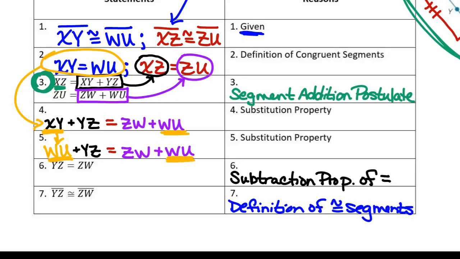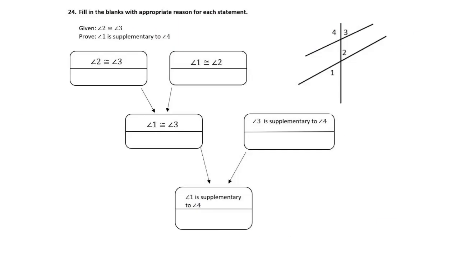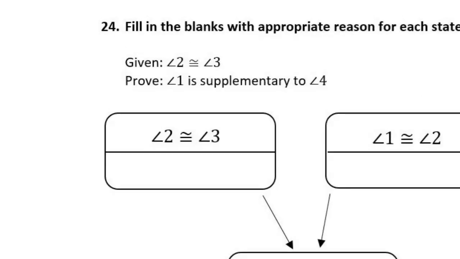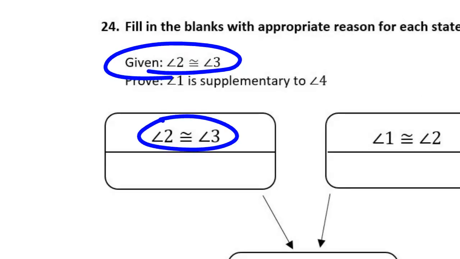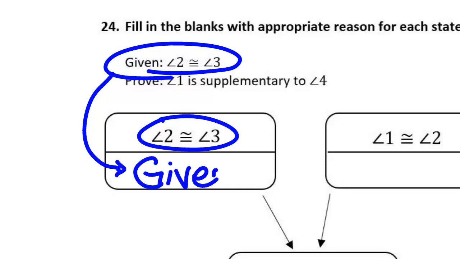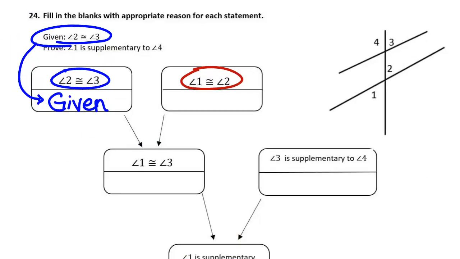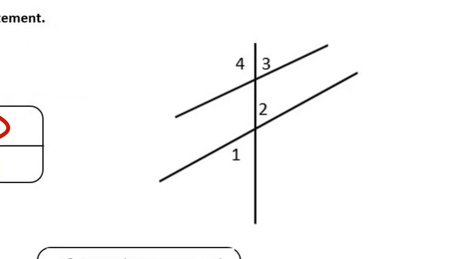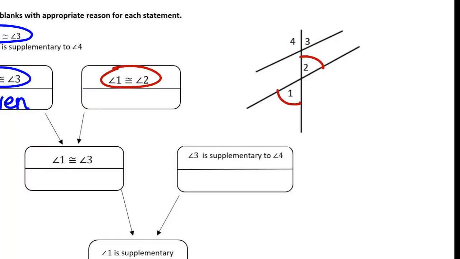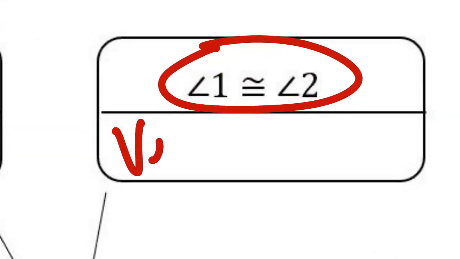Number 24, absolutely. Let's just roll on to the very next one. Back page, only thing on the back page. All right, so 2 is congruent to 3, I know that because they gave it to me. So why would I know that angle 1 and angle 2 are congruent? Vertical angle theorem. These are vertical angles here. So by my vertical angle theorem, I know they are congruent.